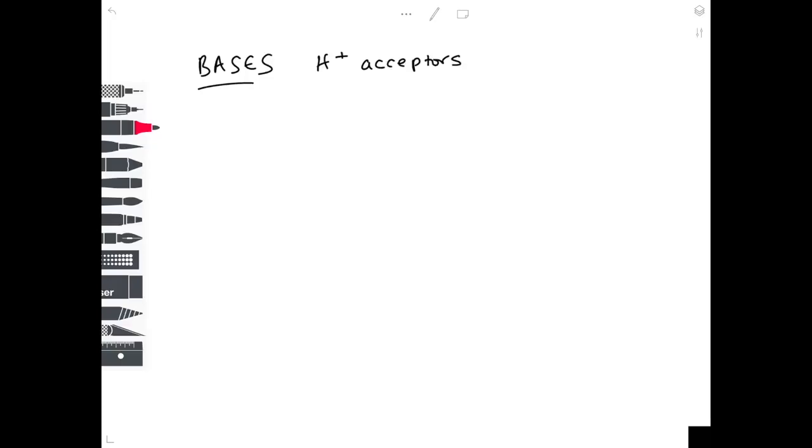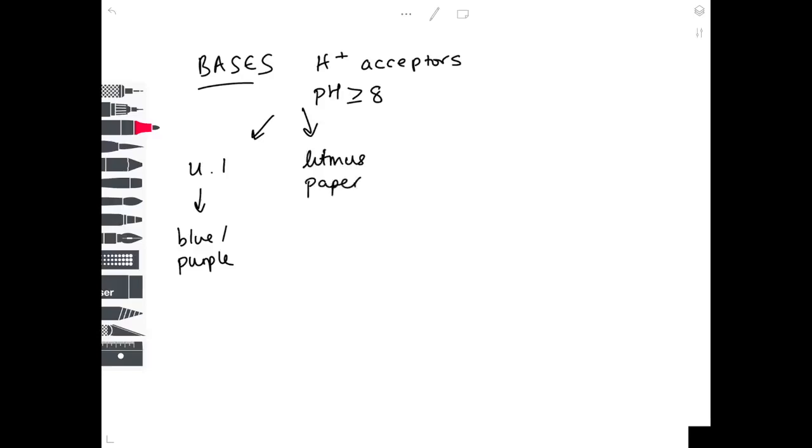Again, we need an in-depth knowledge of the colour that all the indicators turn. Remember that a base has a pH greater than or equal to 8, so they will turn universal indicator blue or purple. Litmus paper, again, will turn blue. Methyl orange, unluckily, doesn't turn blue. It turns yellow.